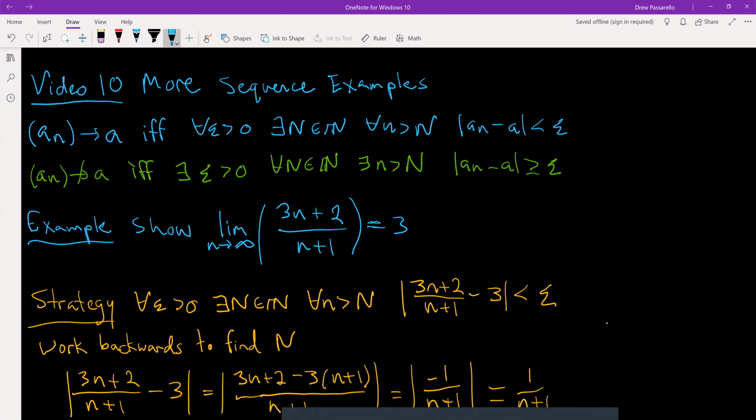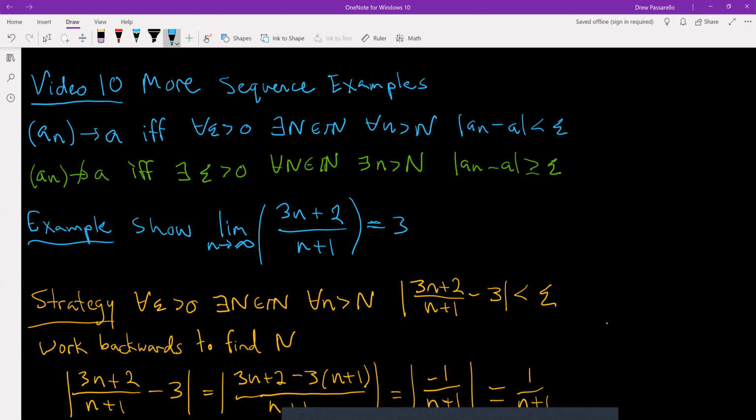And the negation of this statement: the sequence a_n does not converge to A if and only if there exists an epsilon bigger than 0, such that for all capital N natural numbers, there exists little n bigger than capital N where the distance between a_n and A is greater than or equal to epsilon. So the one in green is when you're showing that a sequence does not converge to a particular value.